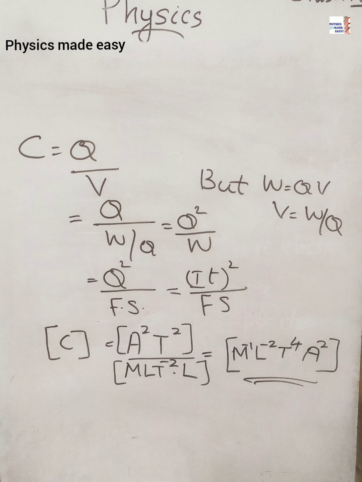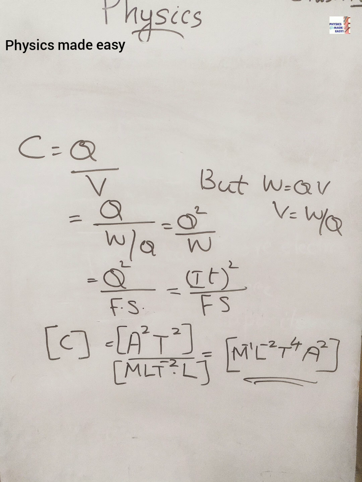Then the dimensions of capacitance. We have the equation capacitance is equal to Q by V. But you know work done is equal to charge into potential. From that we can write V is equal to W by Q. Then substitute in the equation Q by V. Then C is equal to Q by W by Q. That Q will go to the numerator, then Q square by W.